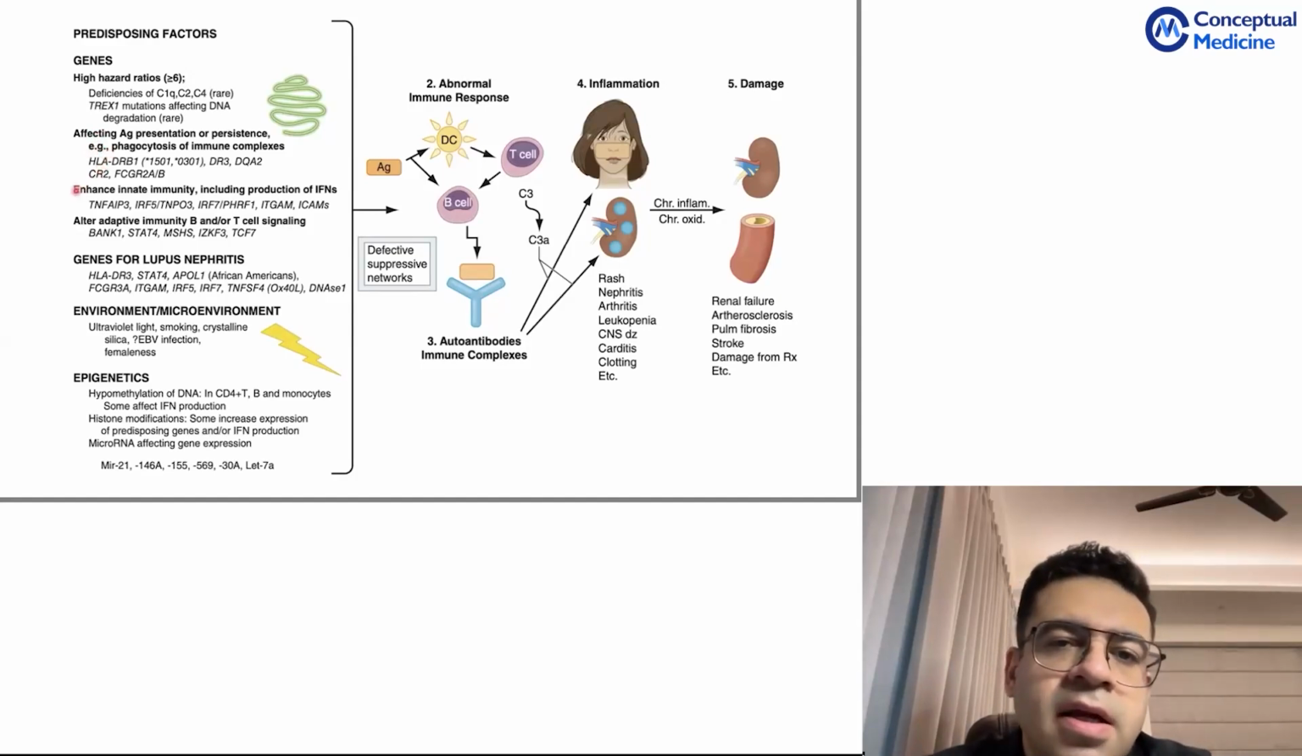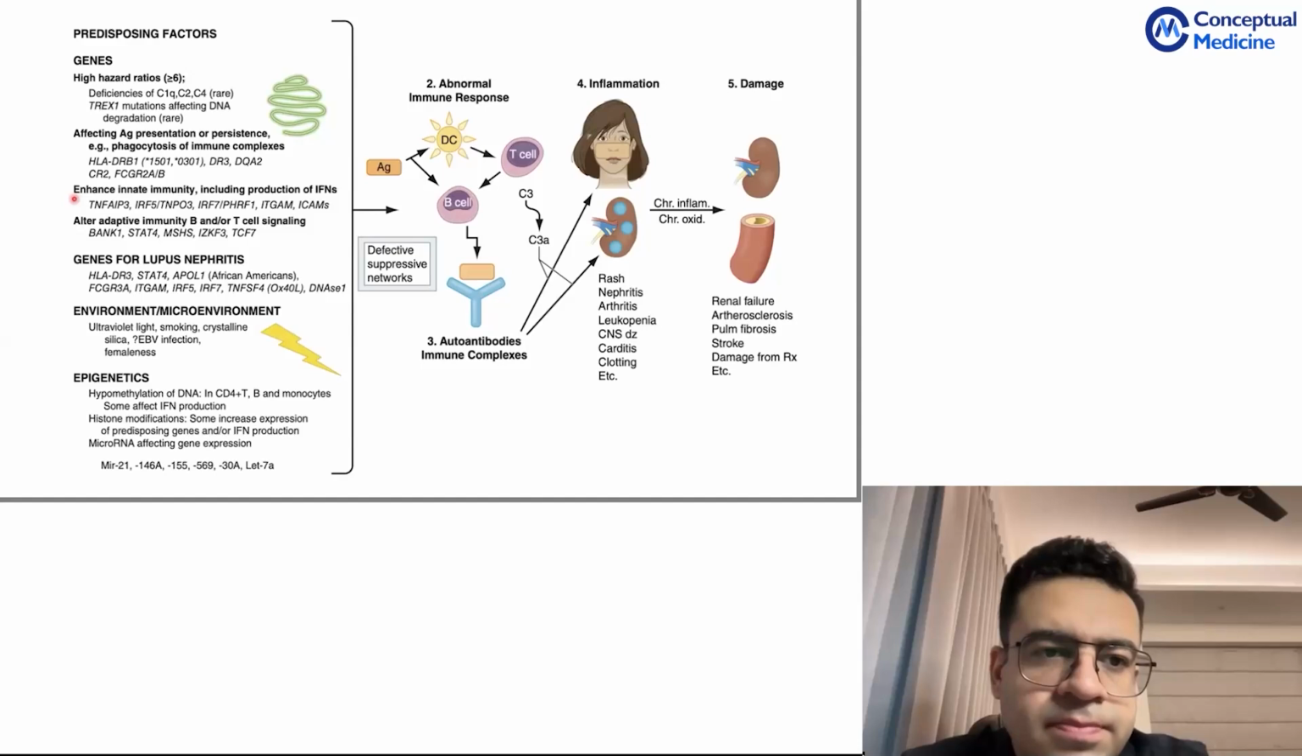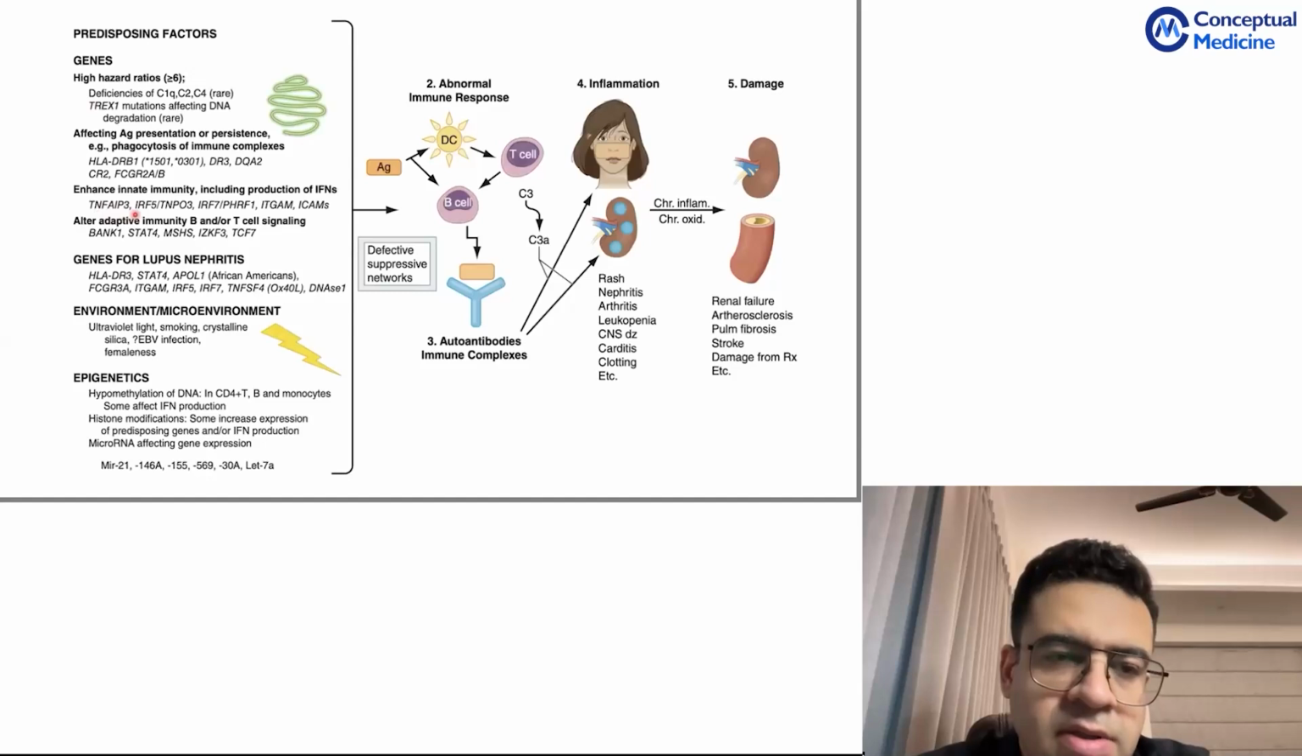Then there are certain genes which are involved in the interferon production. Due to this, there is enhanced innate immunity and self-reactivity. These are those genes. Then there are genes which alter the function of B cells and T cells, and these are those genes like BANK1, STAT4, etc. Then there are genes which predispose to lupus nephritis. So many genetic factors are there.